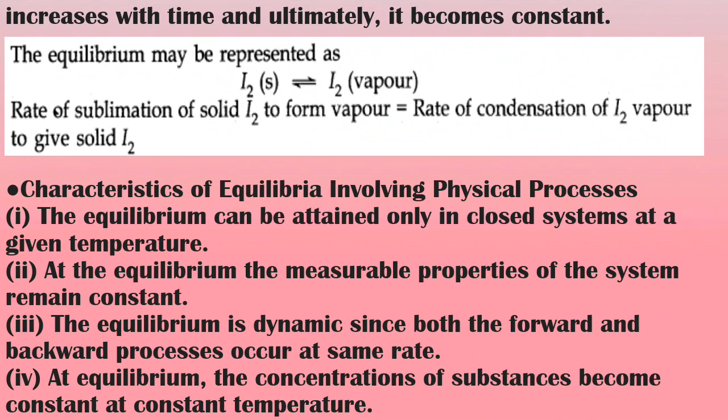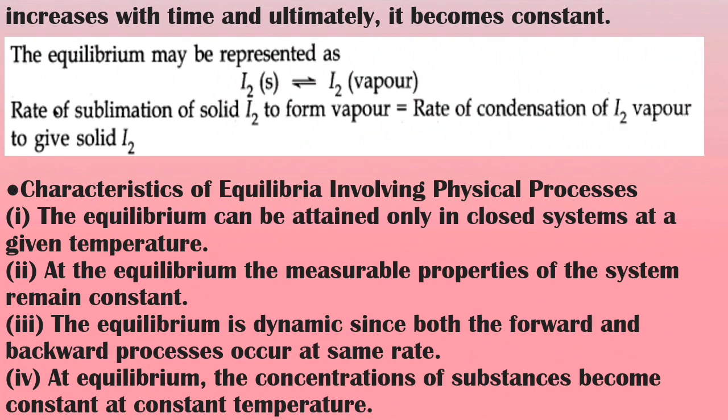Next, at the equilibrium the measurable properties of the system remain constant, like pressure and volume. The equilibrium is dynamic since both the forward and the backward processes occur at the same rate.